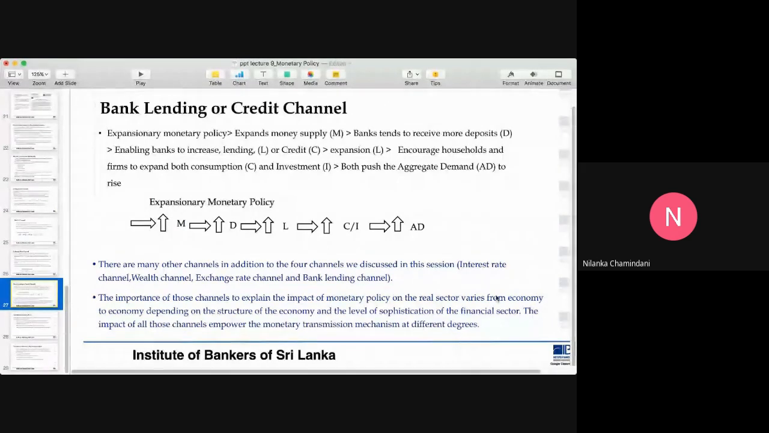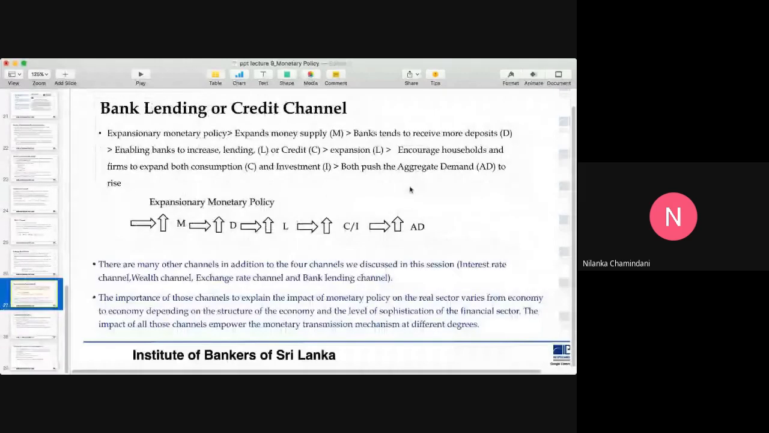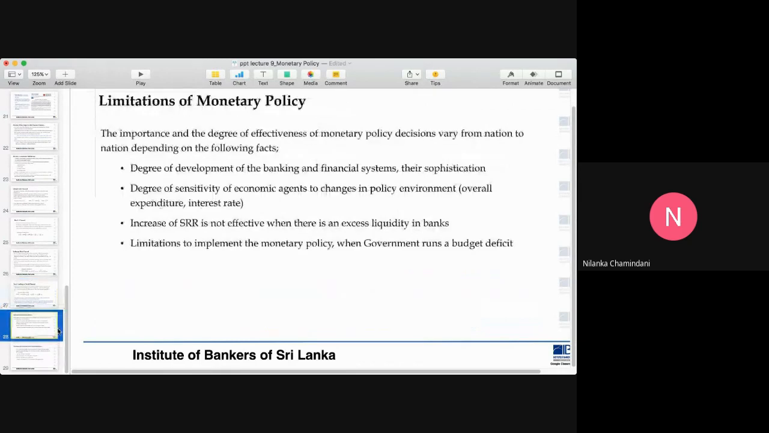So it is like that. We cannot say that all the channels work at the same magnitude. It is different, because different types of markets interact here. Not only one single market, but in different channels we can see different markets involved in the process. So based on the level of market sophistication, the structure of the market, and the level of development of the markets, the magnitude of that transmission can change.